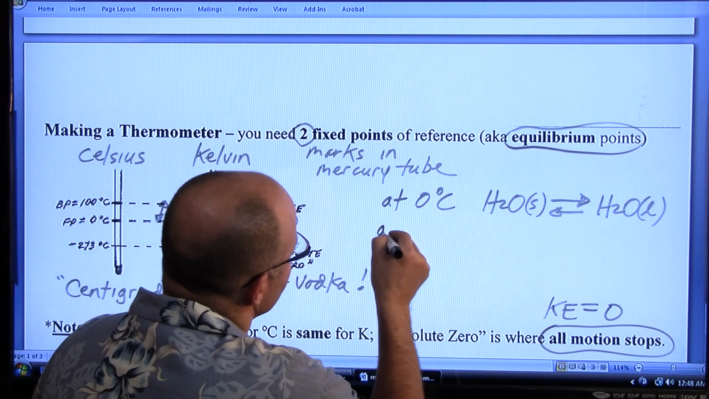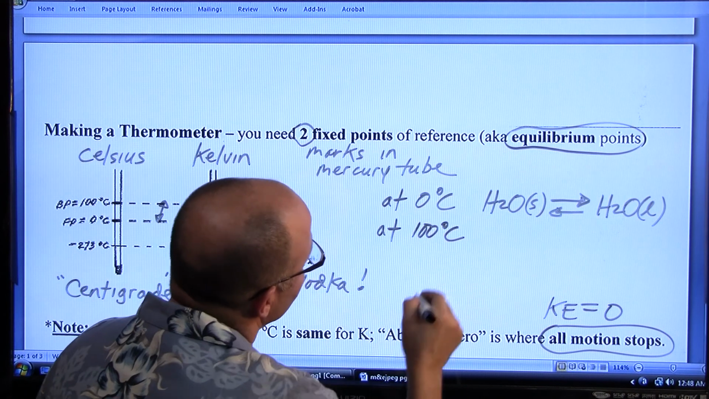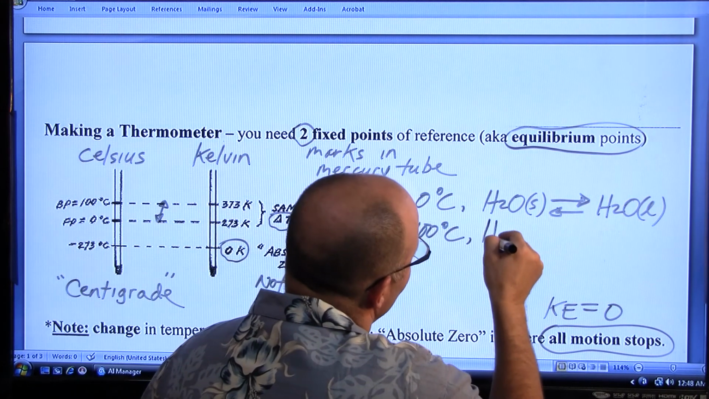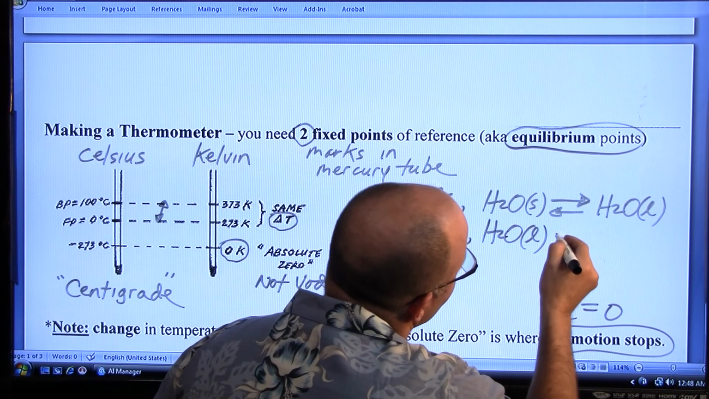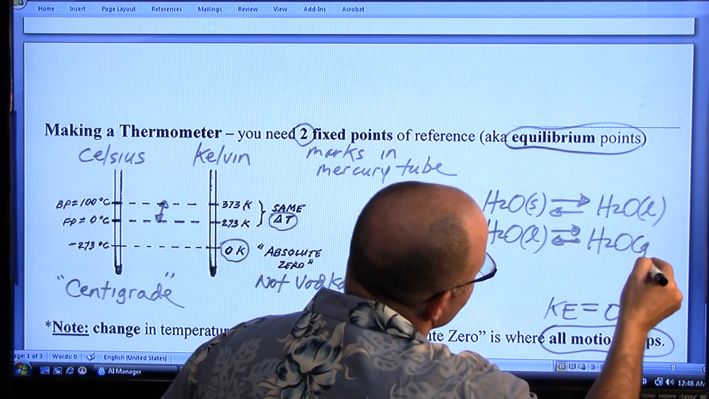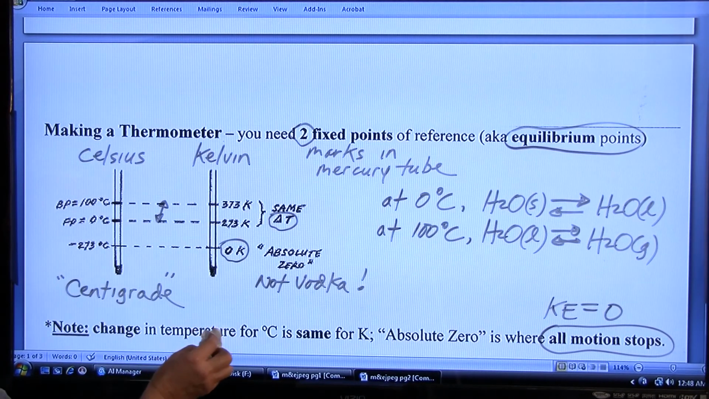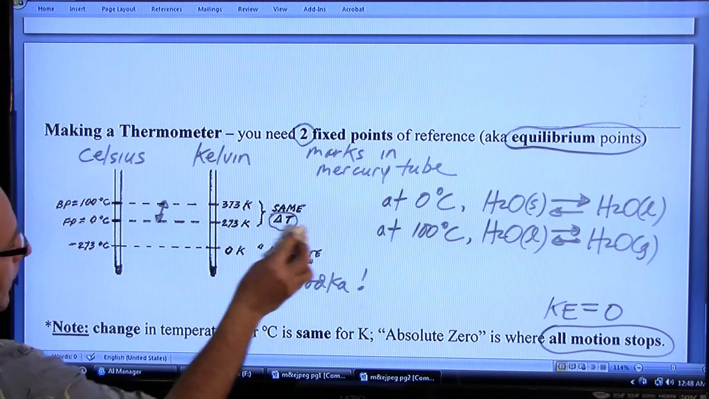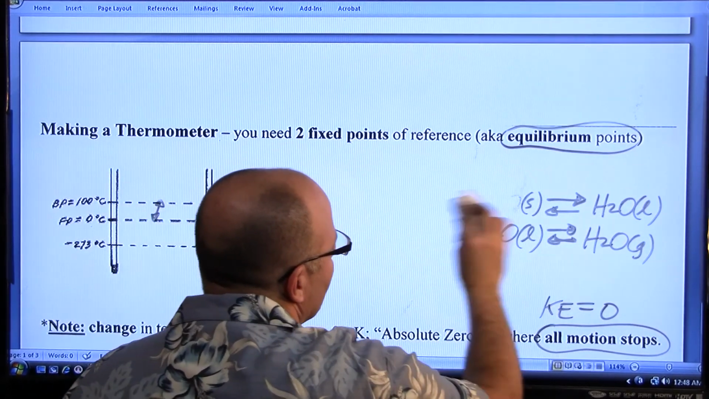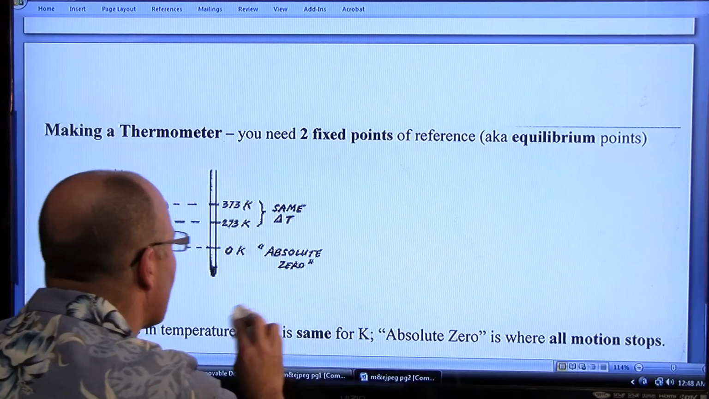And at 100 degrees Celsius, already covered 0, you have another equilibrium point in which H2O, liquid, can coexist with H2O gas, which is commonly known as steam. Okay, let's go to the bottom of this page and let's talk about the phase changes, which you probably know by now. It's good to review what their names are.